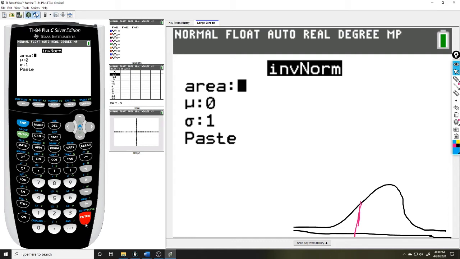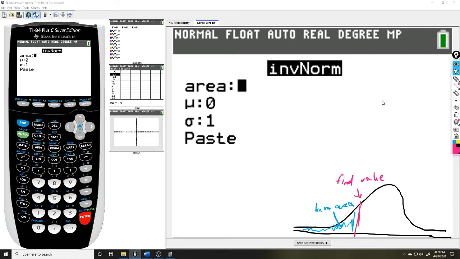Now, inverse norm asks a slightly different question, and hopefully you can tell what it is by the fact that it says area. Area means I have this area that I know the area, and I want to know what this value is. I want to find the value. So instead of giving me a probability as the answer, this time we start with the probability and are trying to get to the value or the z-score. So it works the other way.